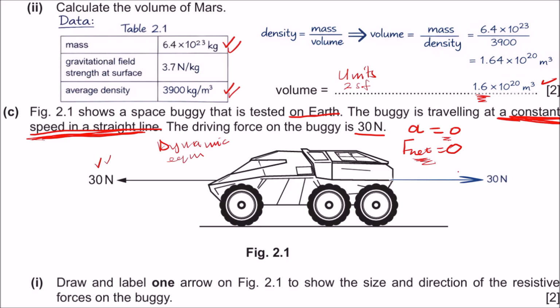Direction and magnitude. Direction is opposing, magnitude is equal. How do we know there is no acceleration? How do we know velocity is constant? Therefore, there is no net force.